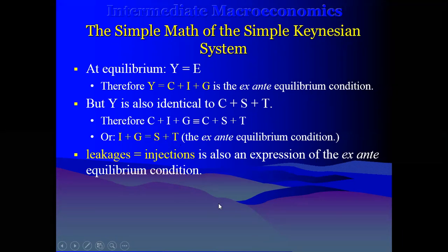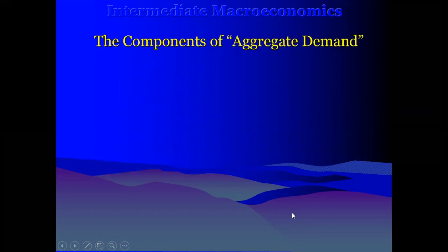Okay, so in case you are asked to find equilibrium Y, depending on the variables that you'll be given, you can choose to use the leakages and injections approach, or you can just straight away use the output market where we equate Y to expenditure. Okay, right. So let's look at the components of aggregate demand.